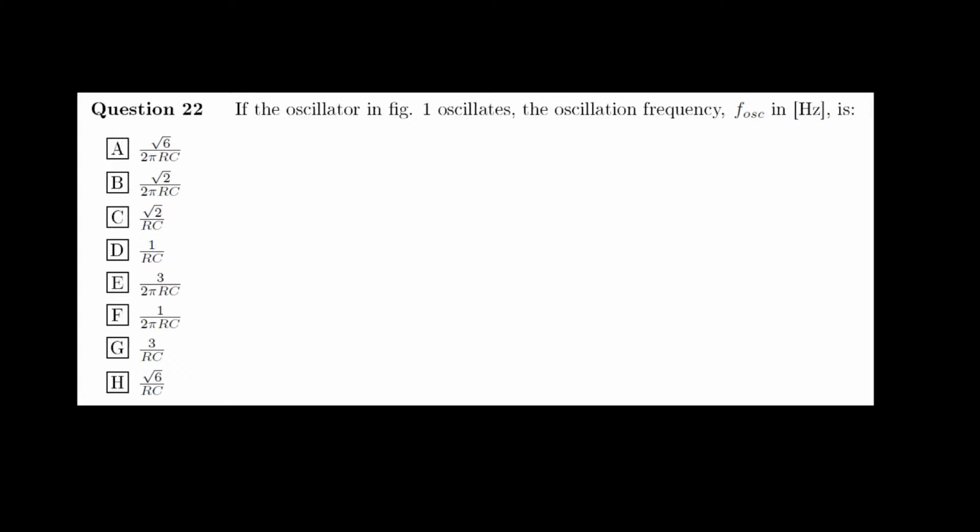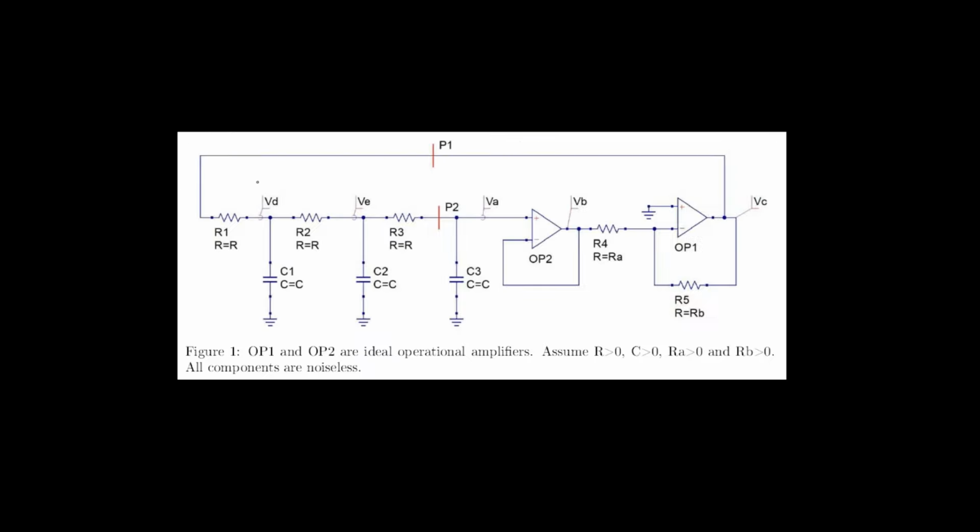This video will discuss the solution to question 22. If the oscillator in figure 1 oscillates, the oscillation frequency f_osc in Hertz is, and then multiple symbolic expressions are given. This is the oscillator that we are going to investigate, and it consists of three major parts.